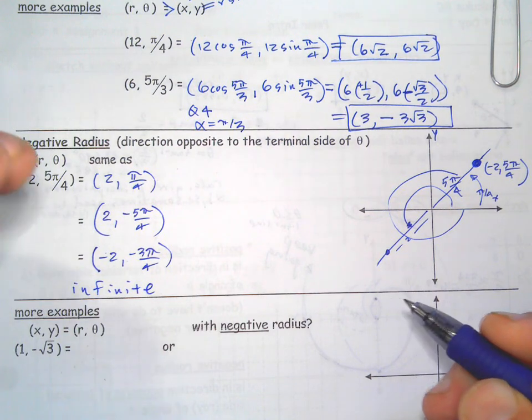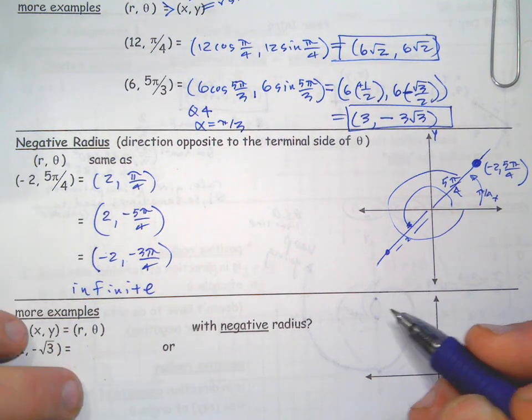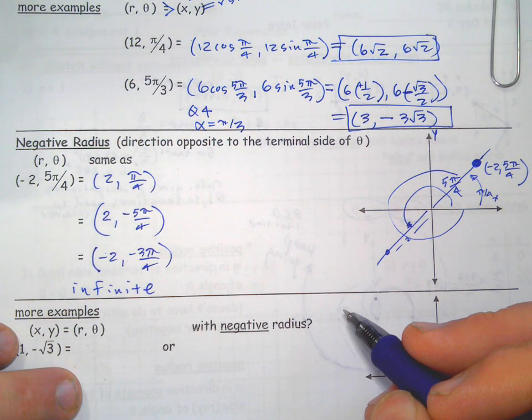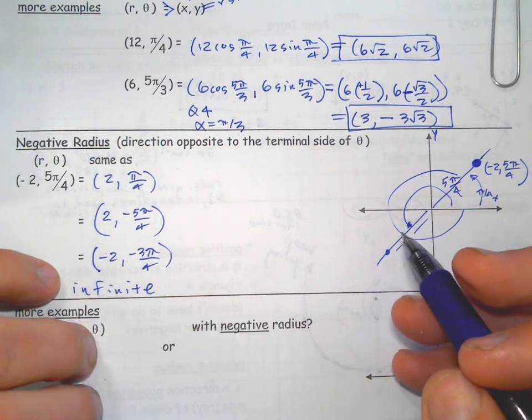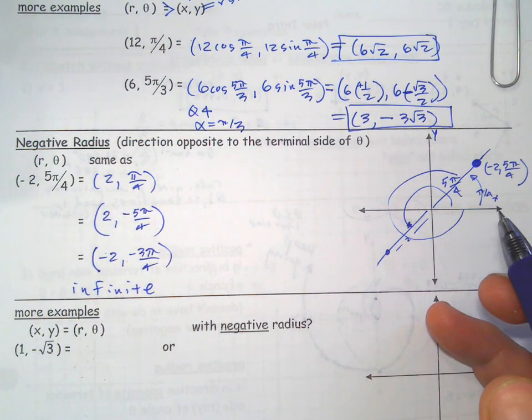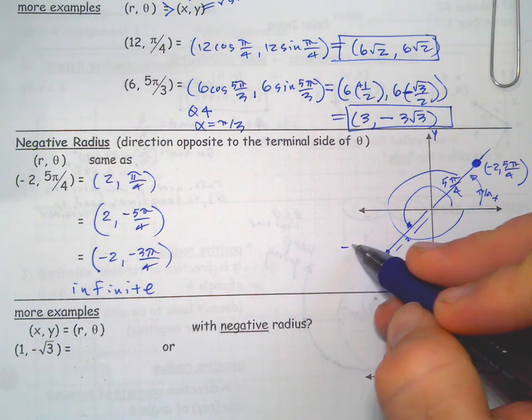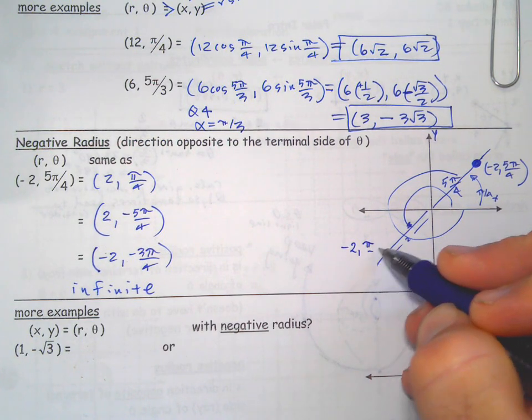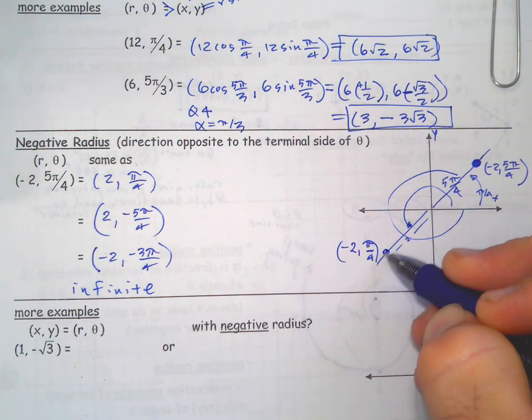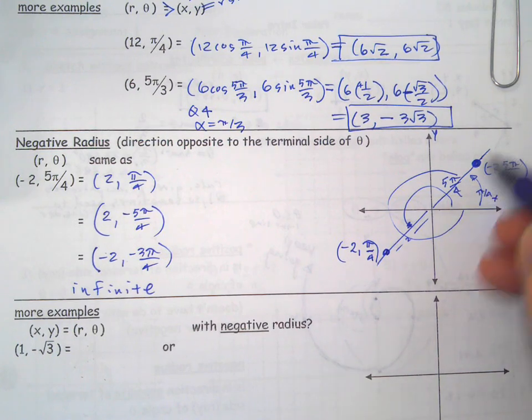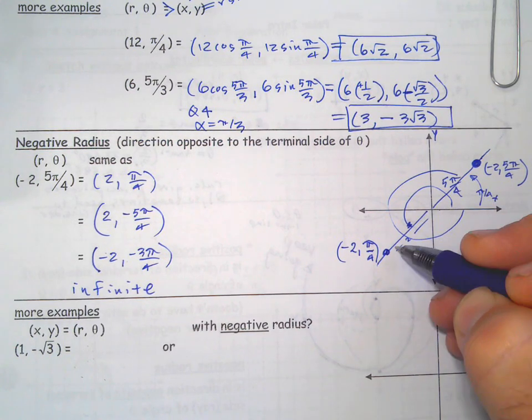I just wrote this in 4 different, kind of distinct ways, but it could keep going. So this point right here, by the way, this is negative 2, pi over 4. That's a way to describe this point. So pi over 4 would be heading in that direction, but negative would flip it backwards.